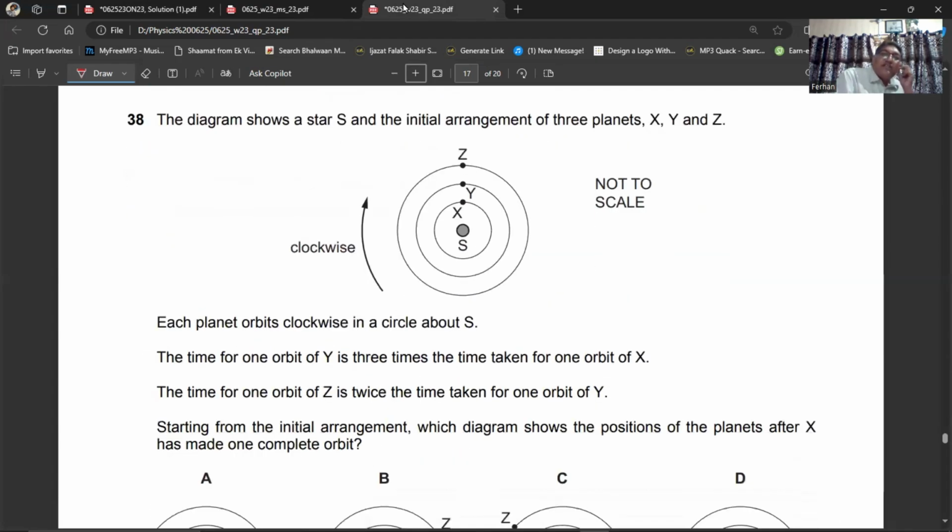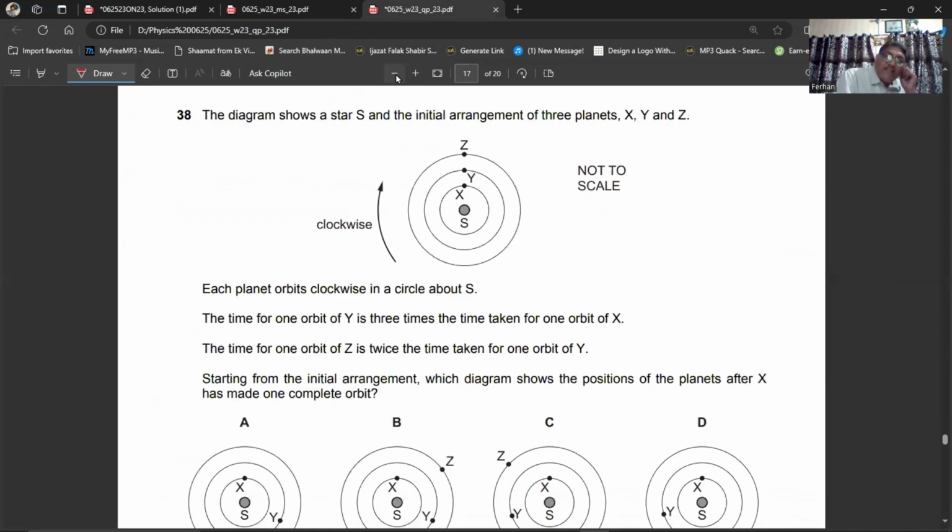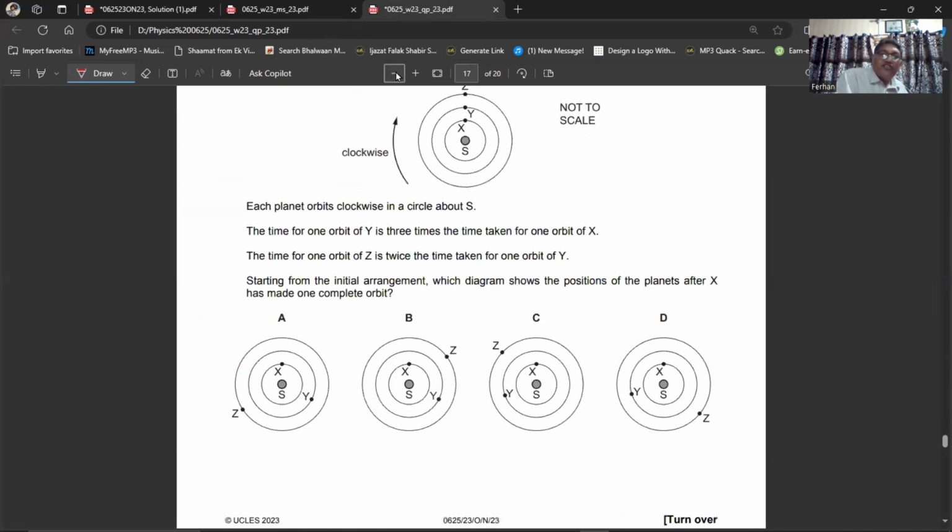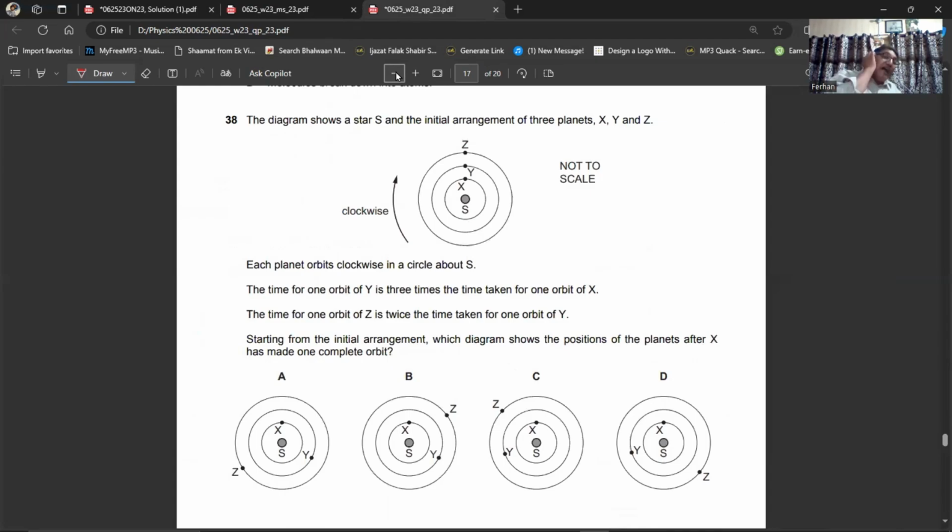So here we have question number 38. Okay, it's a tricky question. The diagram shows a star S and the initial arrangement of three planets X, Y, and Z. Each planet orbits clockwise. So each planet is moving clockwise, like this. When I look here, it's clockwise. So each planet orbits clockwise in a circle about S.